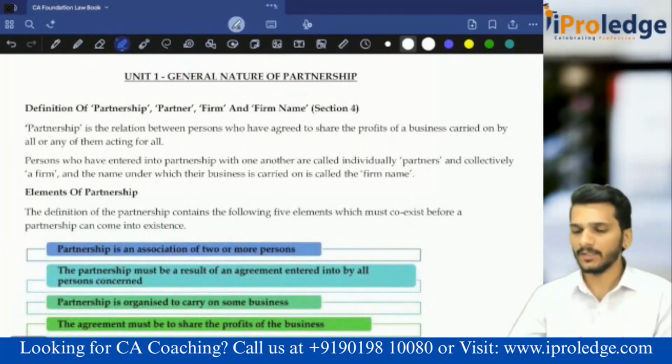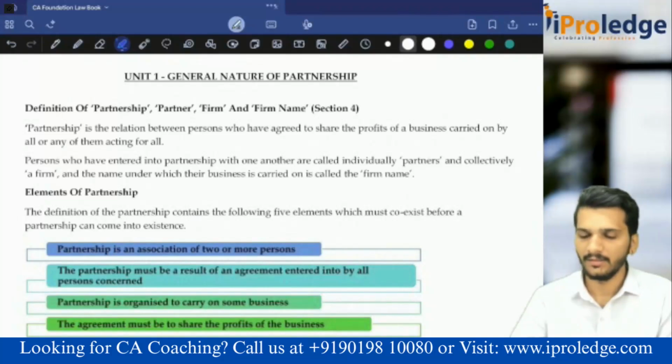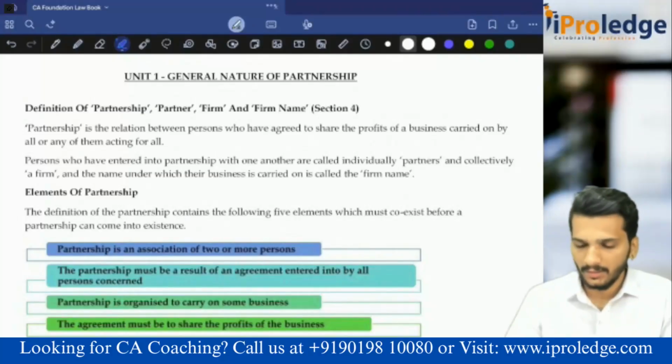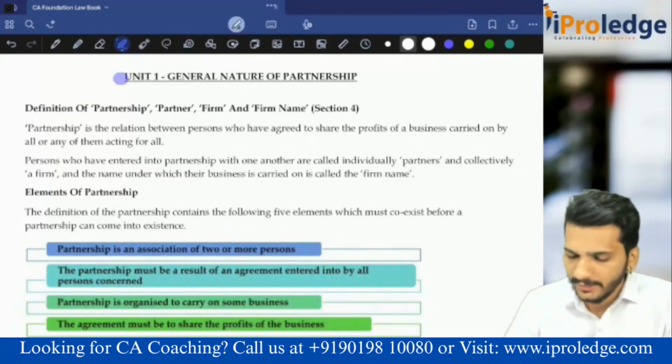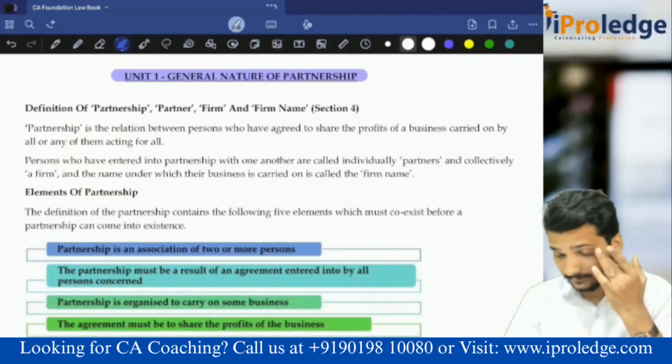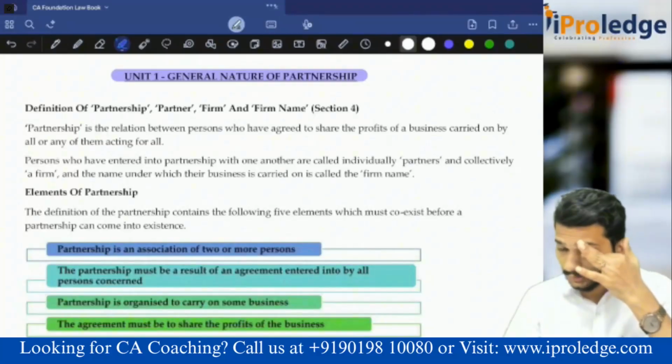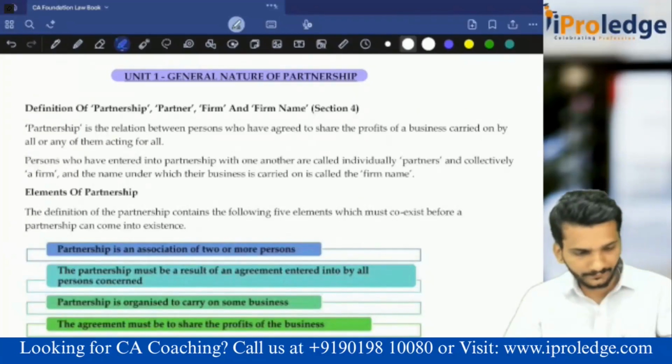We will begin with partnership, which consists of 3 units. A simple chapter can be done in around 2.5 hours. The first unit is the general nature of partnership. How does the partnership look? What are the characteristics of the partnership?